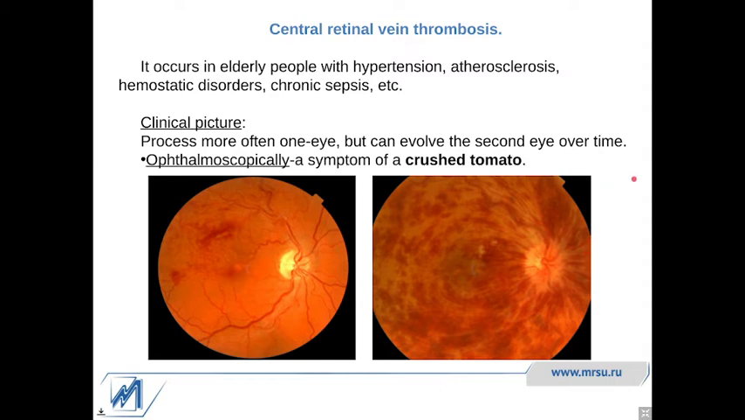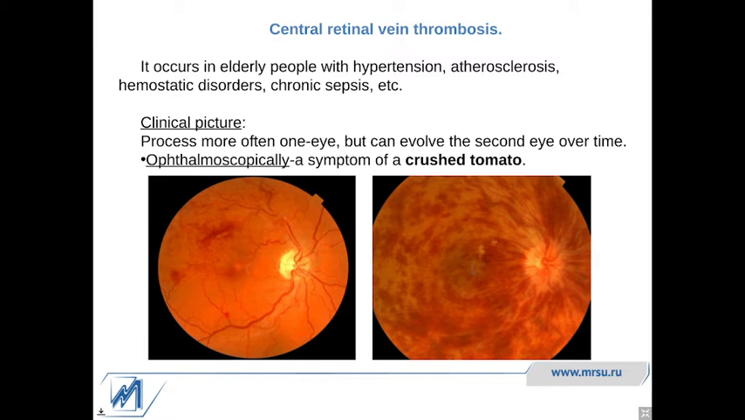The next disease of the vessels of the retina is central retinal vein thrombosis. It occurs in elderly people with hypertension, atherosclerosis, hemostatic disorders, chronic sepsis, etc. Clinical picture: the process is more often in one eye, but can involve the second eye over time. Ophthalmoscopically, there is a symptom of a crushed tomato. The right picture is something like this symptom of crushed tomato. It is the central vein thrombosis.